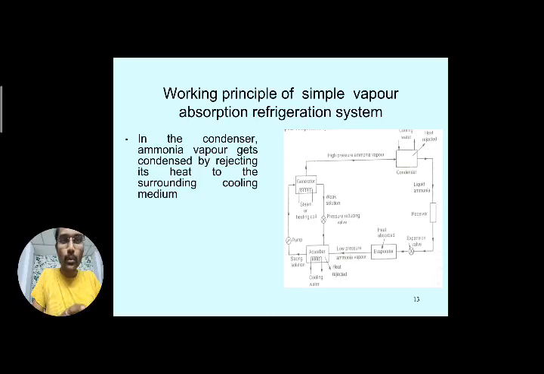Very little ammonia is present in the generator, and a large quantity of water is present. Because of this, the concentration of ammonia is less compared to the water. The more the quantity of water, the more it forms the weak solution. The more the quantity of ammonia, the more it forms the strong solution. So the weak solution is sent to the bottom with the help of the pressure reducing valve.